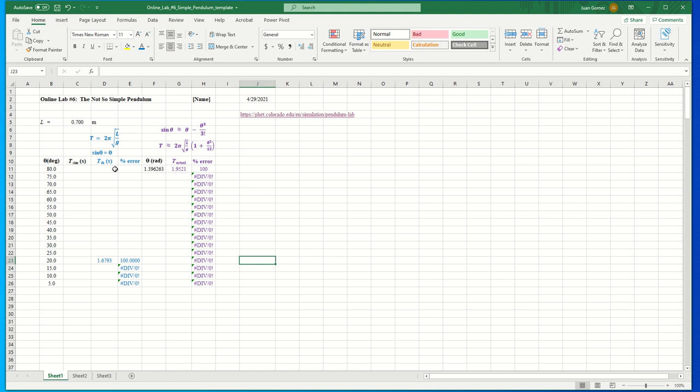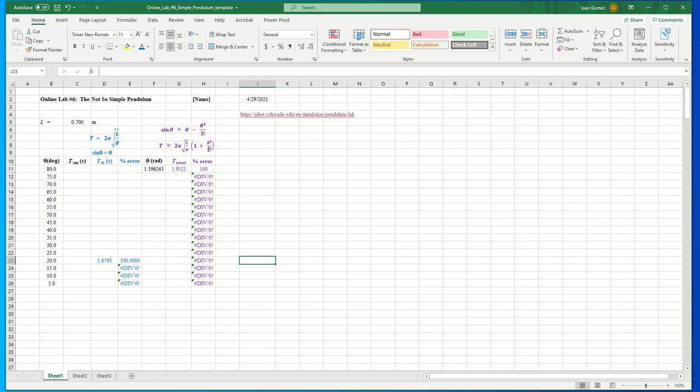Then what I'm going to do is just do the percent error for the last four, because again, the blue is the small angle approximation. That's only valid if theta is less than or equal to 20 degrees, so I don't worry about it in this. Then I'm going to convert my theta to radians.